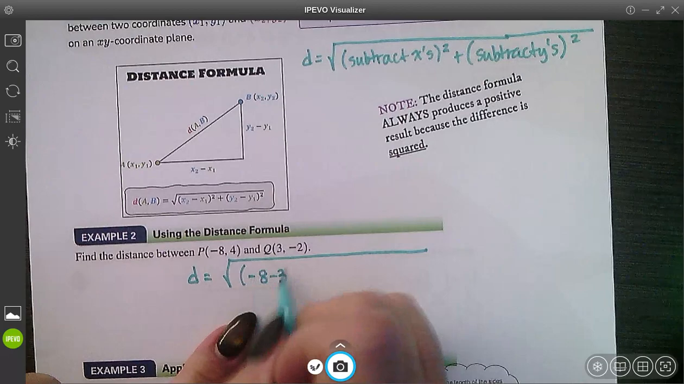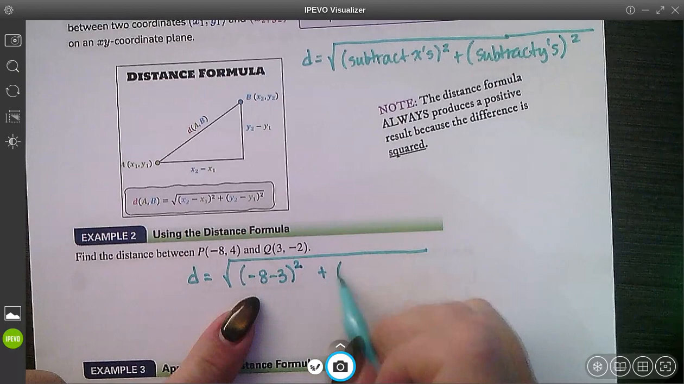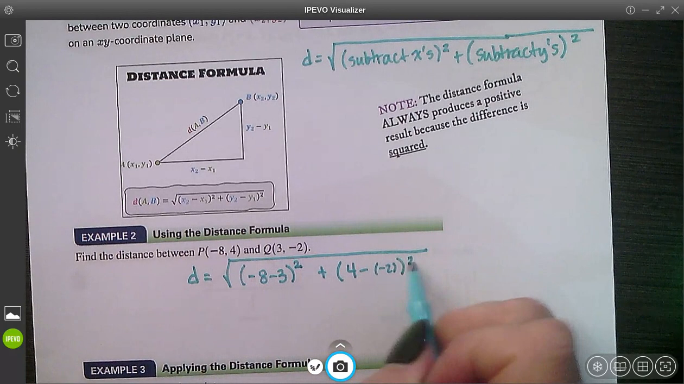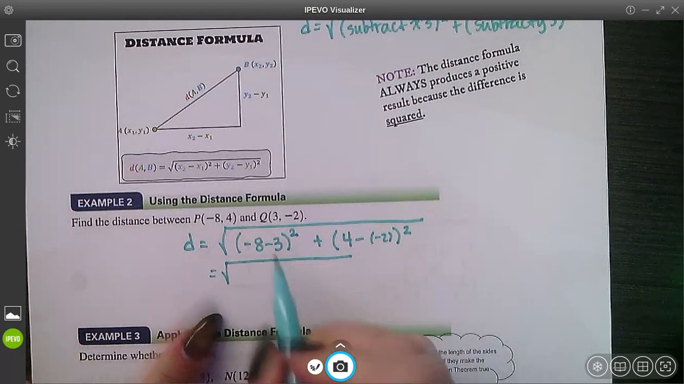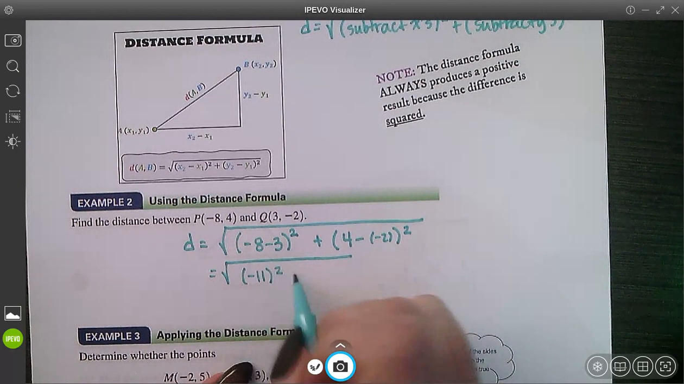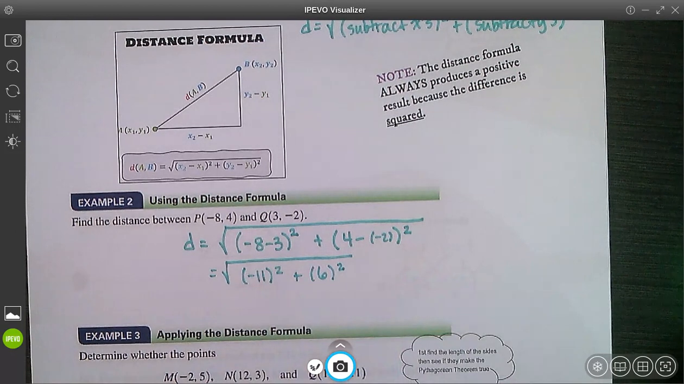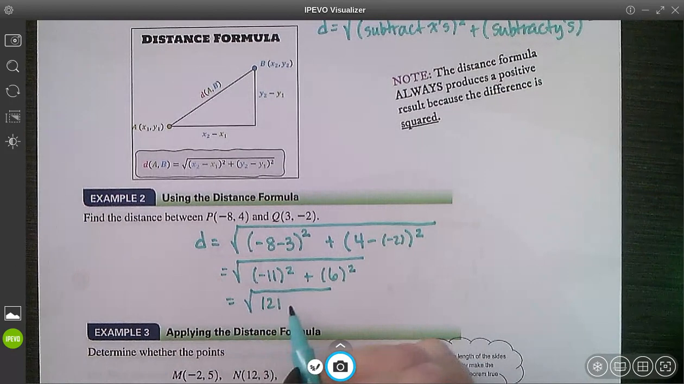-8 minus 3 seems more convenient to me, so I'm going to do -8 minus 3 squared, plus, then I got to do the same thing for the y's, 4 minus -2 squared. By the order of operations, the next thing I'm going to do is the work in parentheses. So I got -8 minus 3, which is -11 squared, 4 minus -2, which is 6 squared. Next thing I'll do is square those values. -11 squared is 121, and 6 squared is 36.